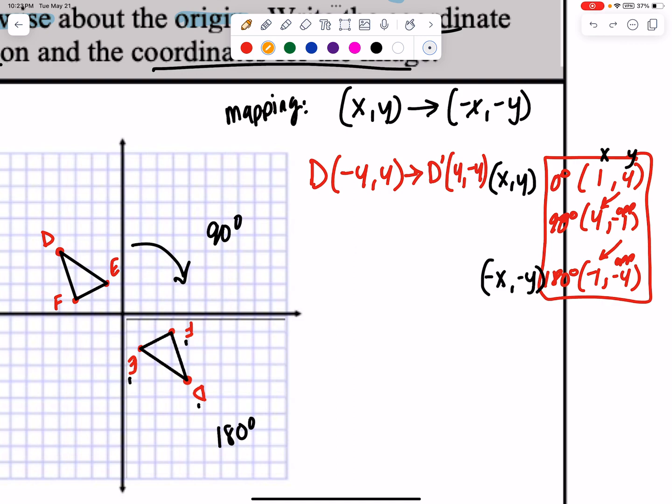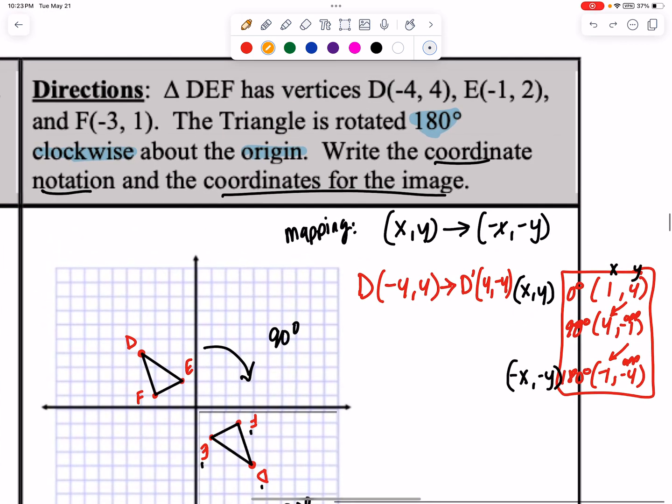So now we can go ahead and take care of E. And we have E was originally -1, 2. And look how easy this is now. E prime, if we follow our map, is just opposite of x, which is going to be 1. Opposite of y is -2. And there we go. And then the last one is F. So we have F originally was -3, 1.